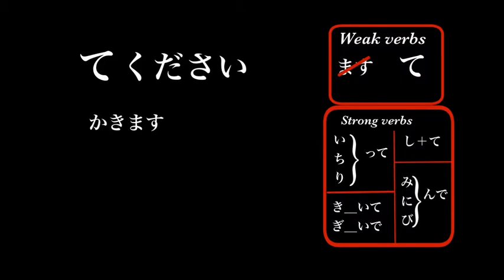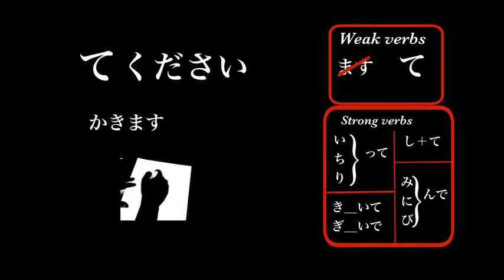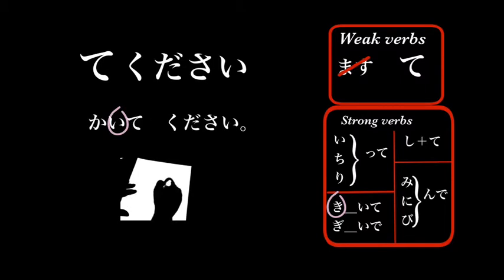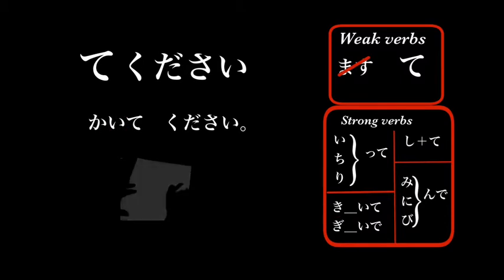Kakimasu, to write. It's a strong verb. If we remove the mas, we have a ki. According to our rules, that must change to ite. So it becomes kaite kudasai. Please write.